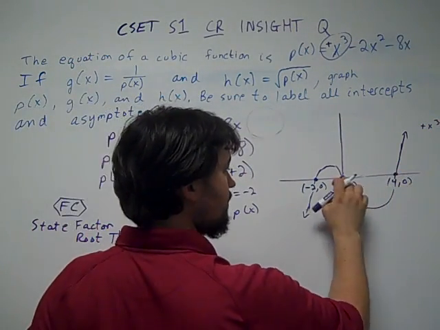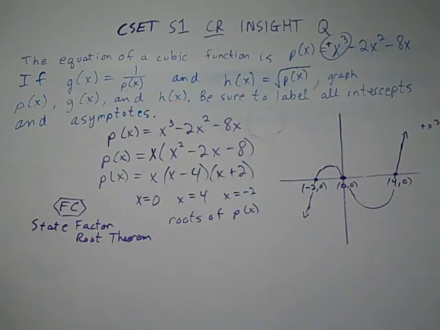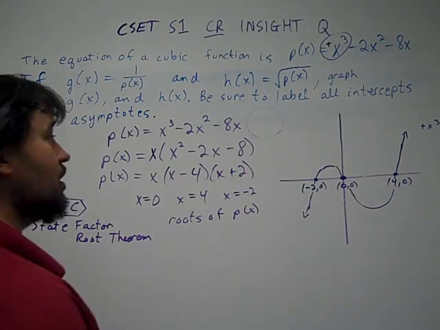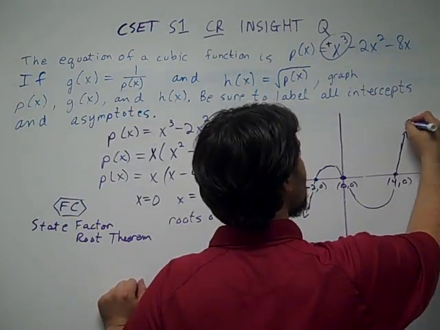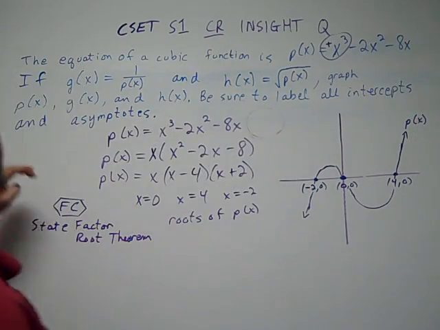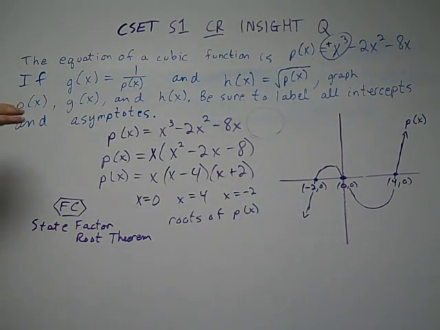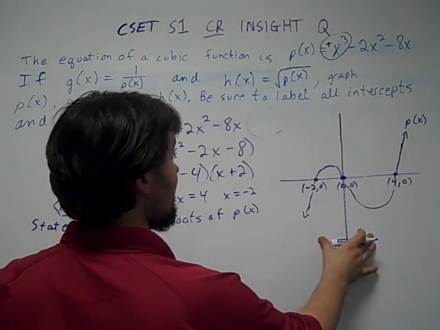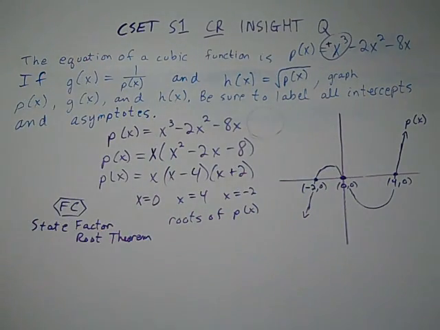And does it go through the 3 appropriate roots? Yes, it does. Right? So this is the graph of p of x. We had to label all intercepts. There are no asymptotes to talk about, so this is part A done. All right, now, if we're doing part B.